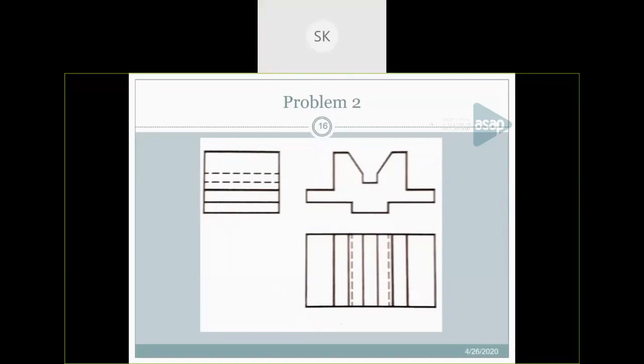Okay, sir. Another question is that, what is the minimum distance needed between front view and top view, or the front view and side view? Is there anything like that?